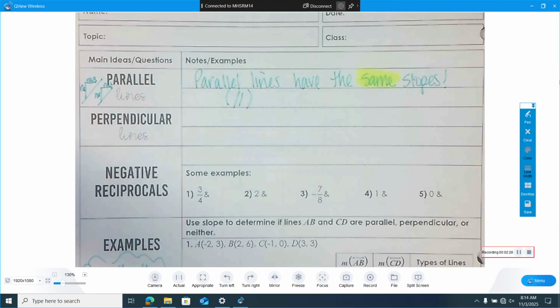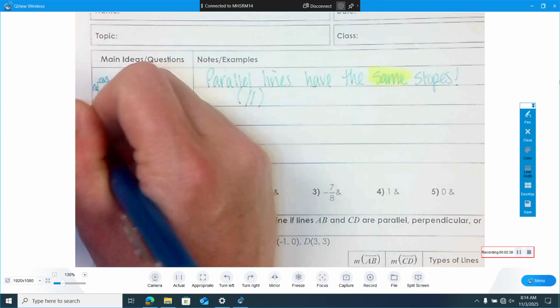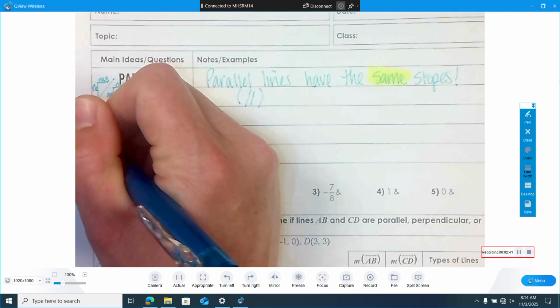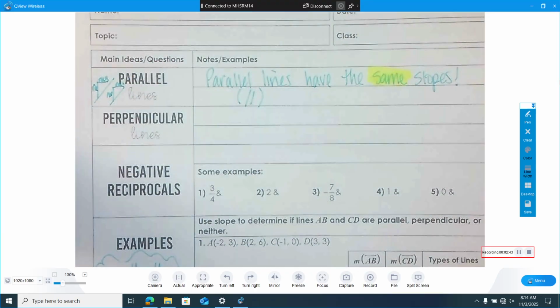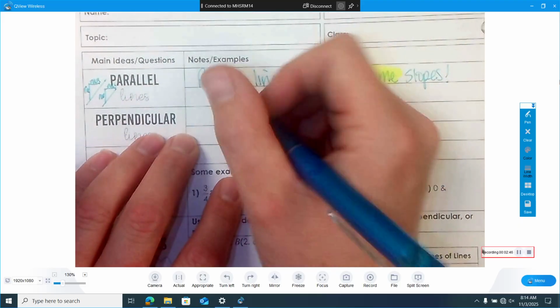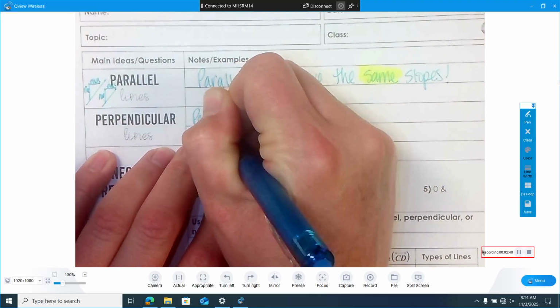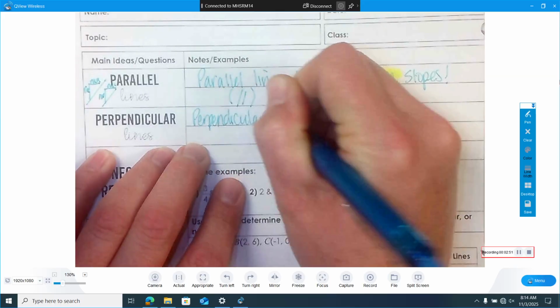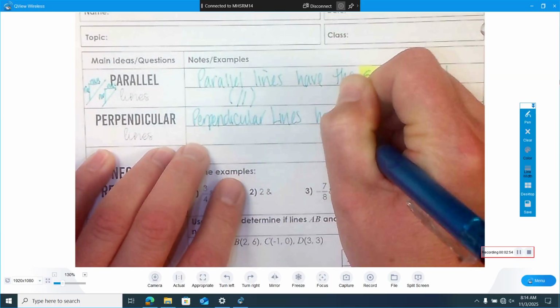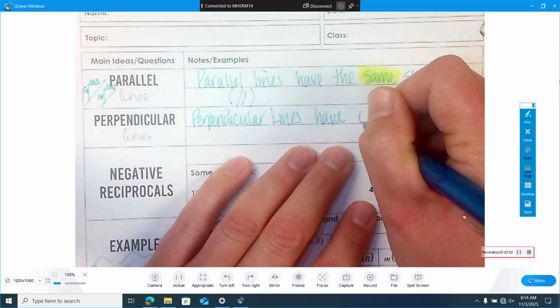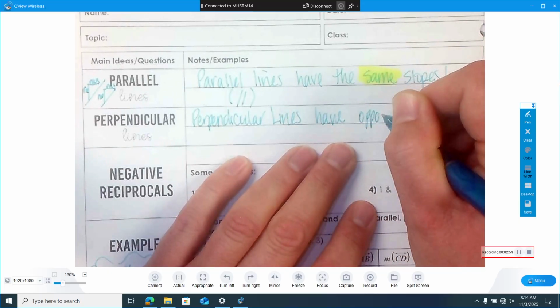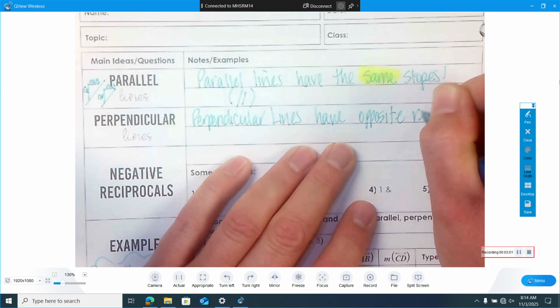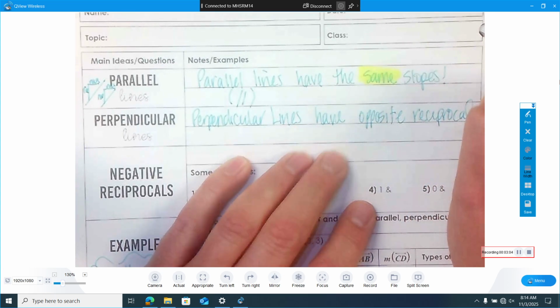All right, perpendicular lines. Anybody know how to tell if two lines are perpendicular? When they touch. Well, no. It's true that they will touch, but they have to touch at a very specific angle. Opposite reciprocal is correct. Very good. Perpendicular lines have opposite. I like the word opposite. Opposite reciprocal slopes.